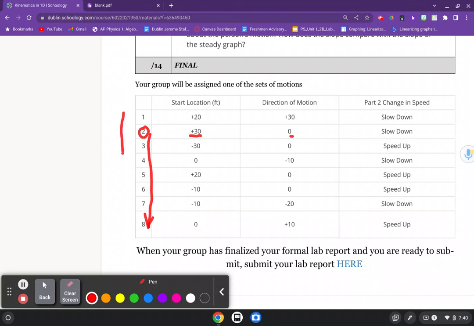Hopefully that clears up any questions you might have. If you do have any clarification questions, Mrs. Erfurt can help you with that.